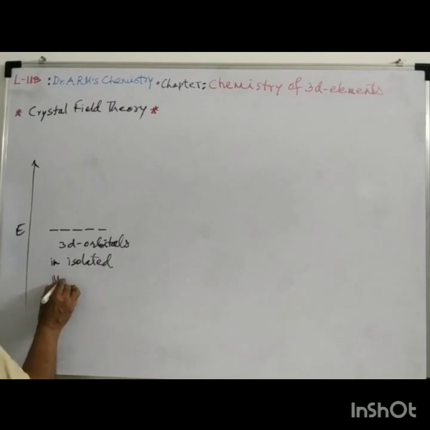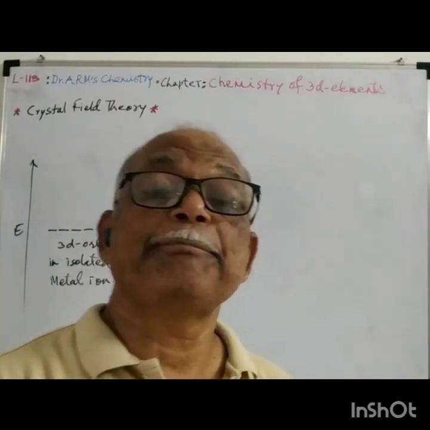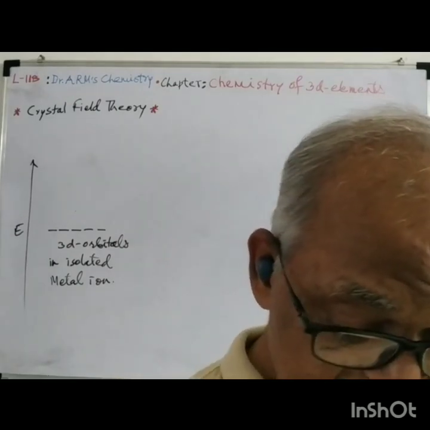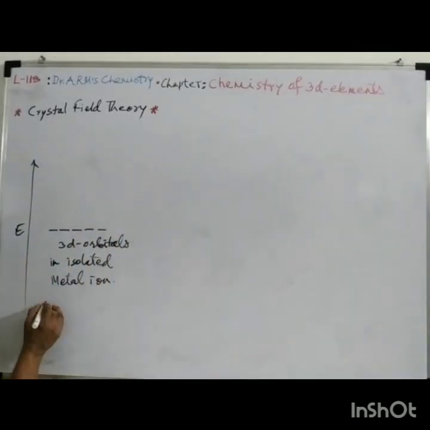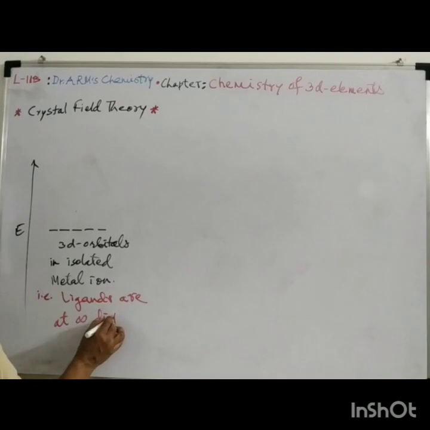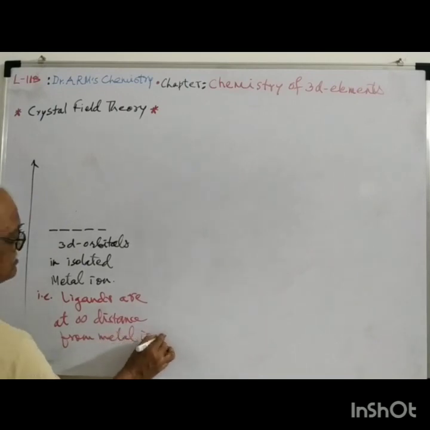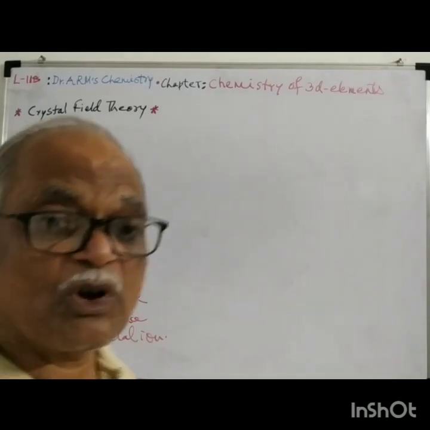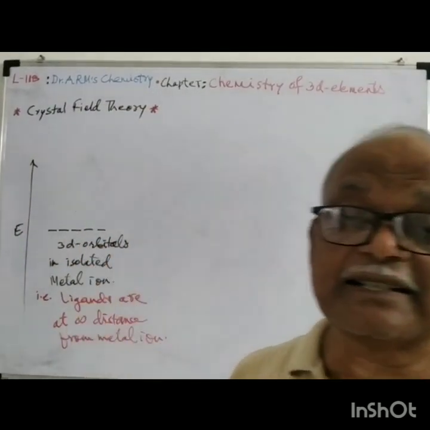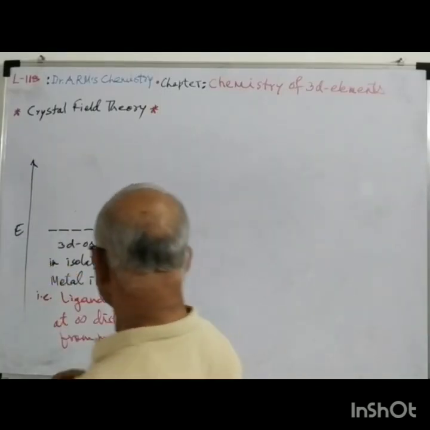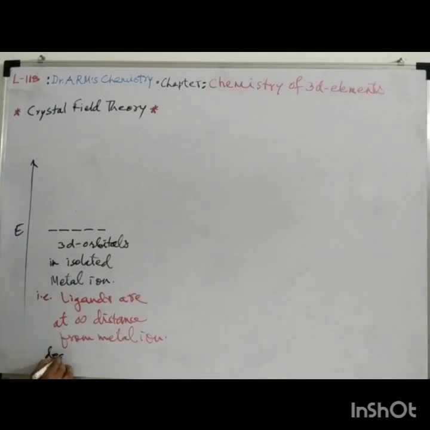So these are in an isolated metal ion. Means there is no approaching ligand, or we can say the ligands are at infinite distance from the metal ion. So the field is degenerate, means all orbitals are at the same energy level. So these are called degenerate orbitals.